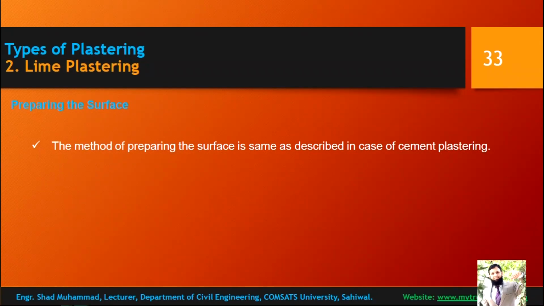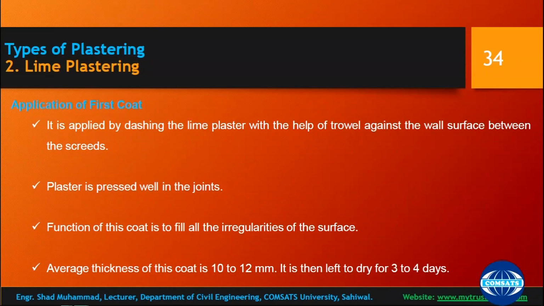Preparing the surface. The method of preparing the surface is same as described for the cement plastering. And application of the first coat. It is applied by dashing the lime plaster with the help of trowels against the wall surface between the screeds. Screeds are your benchmark level. The plaster is pressed well in the joints.